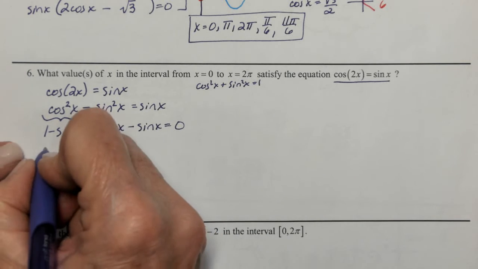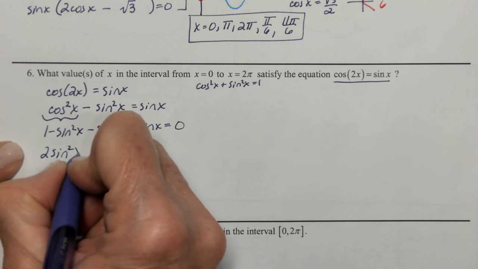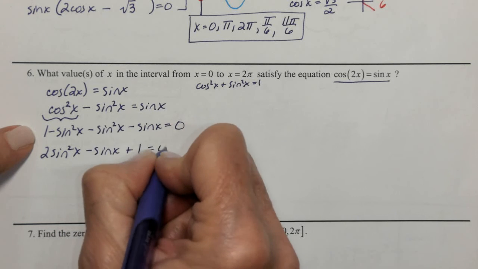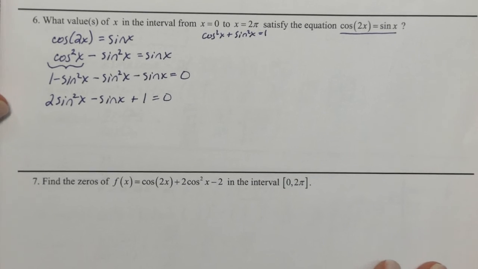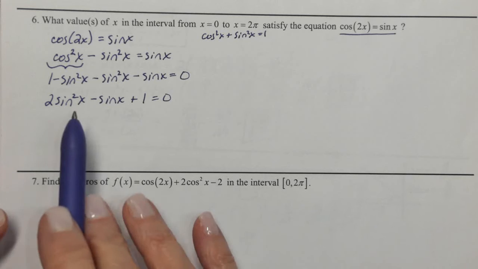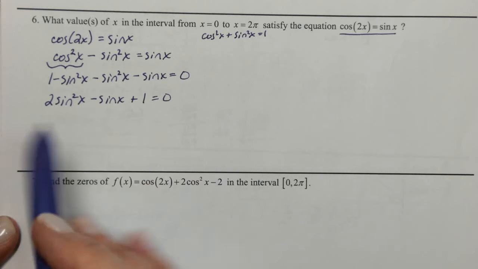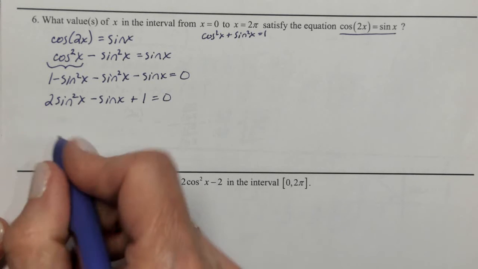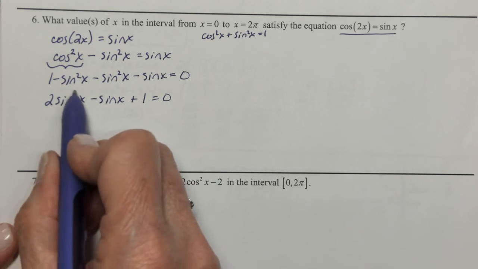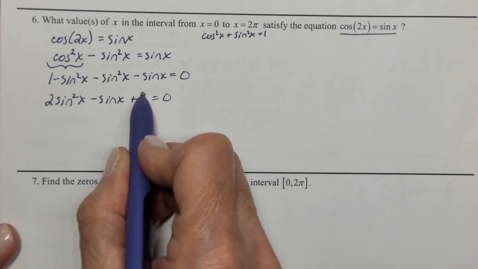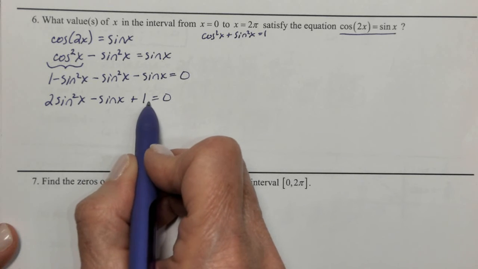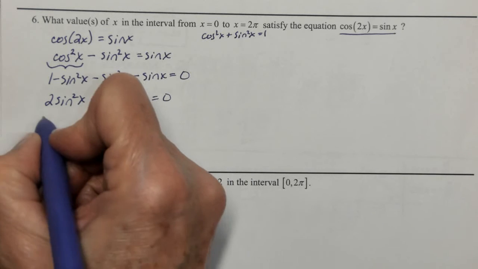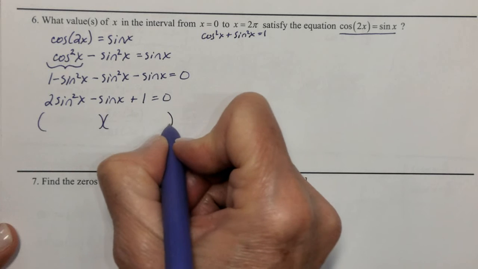And now I have 2 sine squared x minus sine x plus 1 is 0. And it's time to factor. But there's nothing in common like there was in the last 2 problems. Instead, I have 3 terms: a square, a plain sine x, and a number. So this factors like a quadratic with 2 sets of parentheses.